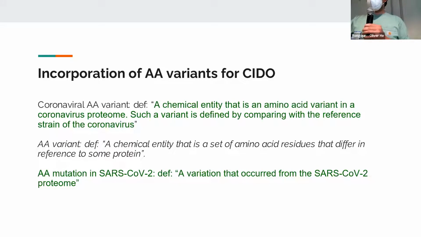So earlier on, in addition to the viral variants, I brought up that we had specific examples of amino acid variants as terms that we can use to annotate and link to the viral variants. So using the current definition, an amino acid variant is a chemical entity that is an amino acid variant of a coronavirus proteome. Strictly speaking, all the terms in green are terms currently in CIDO, since we don't have amino acid variant as a CIDO-specific term, but the one that I've been using in development is that an amino acid variant is a chemical entity that is a set of amino acid residues that differ in reference to some protein. So very small specific changes.